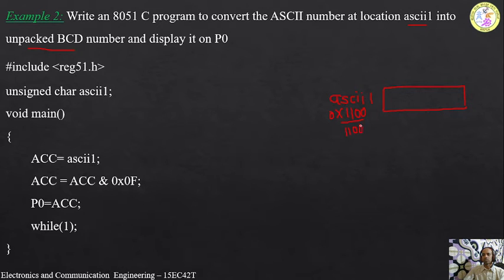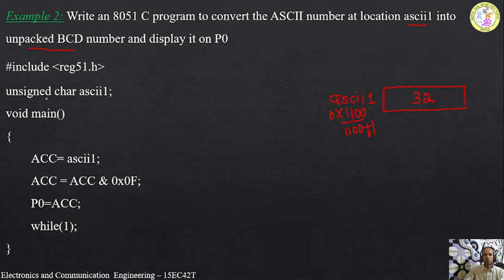This is the address of the memory location. And for this memory location, I have given the name ASCII1. ASCII1 is the name. And we shall assume that some ASCII number is stored here. Let us take the ASCII number stored in this memory location as 32. You know, ASCII numbers always start from 30 for the numerals 0 to 9. That 32 is the ASCII number. I want to convert this ASCII number into the equivalent unpacked BCD.